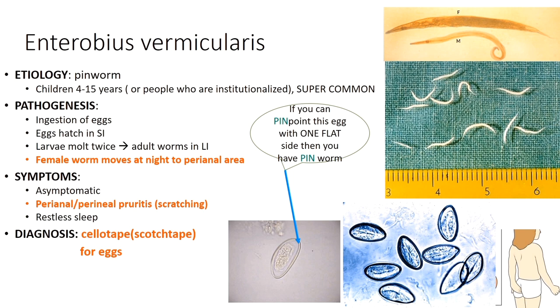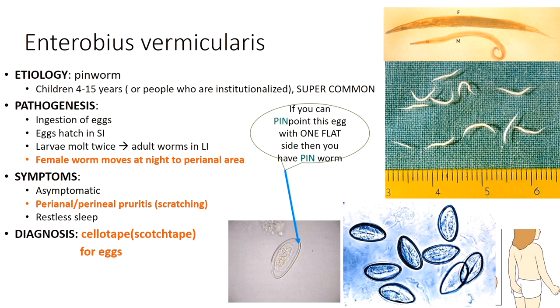Enterobius vermicularis. All right, I like this guy. This is your pinworm. Super common worldwide. It's going to be in children, especially, or older adults that are institutionalized, but they're probably going to be getting at some child that's itching his butt. So this is your pinworm you've heard about, I'm sure.